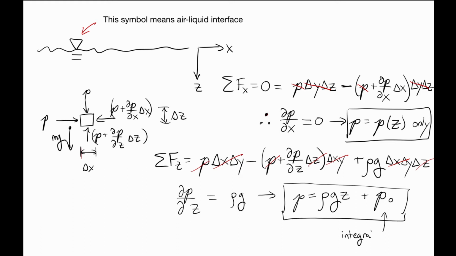So again, the key result here is that the pressure goes as rho g h, with h being a depth. So if I go down an additional depth h, the pressure changes by rho g h as I go down.